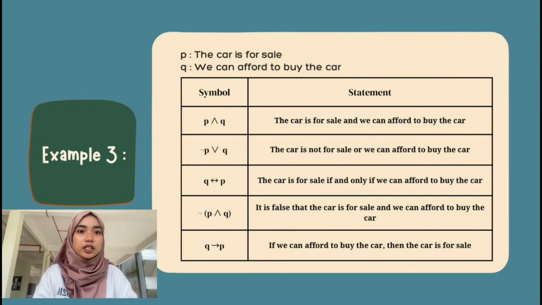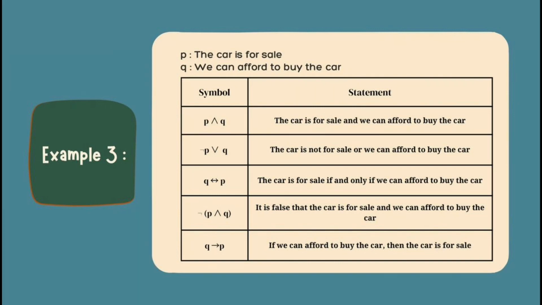So we continue to the fourth symbol. The fourth symbol is negation of P conjunction Q. Here the symbol shows us a false statement. So the statement for this symbol is it is false that the car is for sale and we can afford to buy the car. The last symbol is Q implication P. Implication refers to if and then. And the statement will be if we can afford to buy the car, then the car is for sale.